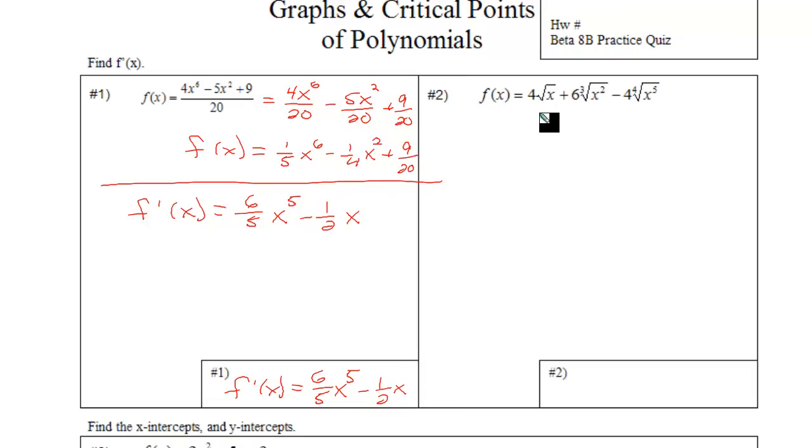Number 2 is similar in that it is in a form that we don't know how to find the derivative. So we change the form. The square root of x is the same thing as saying x to the 1/2. The cubed root of x squared is the same as saying x to the 2/3. And the 4th root of x to the 5th is the same as x to the 5/4. Notice the root is what the denominator is, and what was the exponent is the numerator. That's how that works.